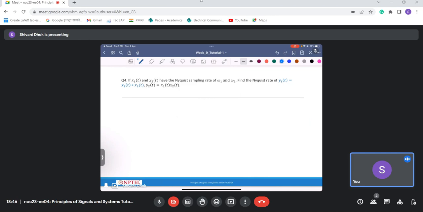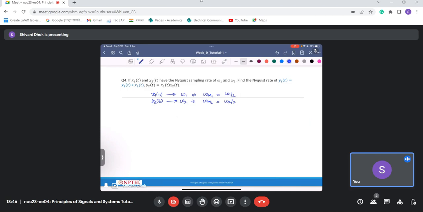So that's why we are taking these basic operations and looking at how the sampling frequency changes if I do some operation with one signal or with two signals. So what we have been given in this example is two signals. I have x1(t), which has a sampling frequency or Nyquist sampling rate of omega 1, which means that the maximum frequency omega m1 is equal to omega 1 by 2. And x2(t) has Nyquist sampling rate omega 2, which means that omega m2 is equal to omega 2 by 2. I hope till this point it's clear.